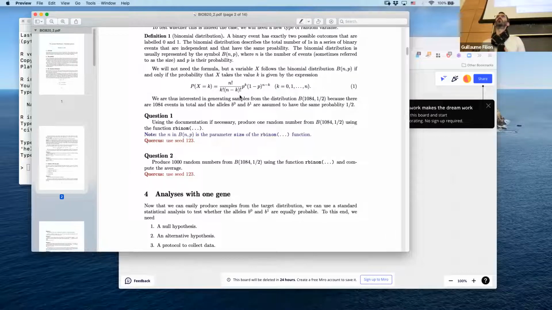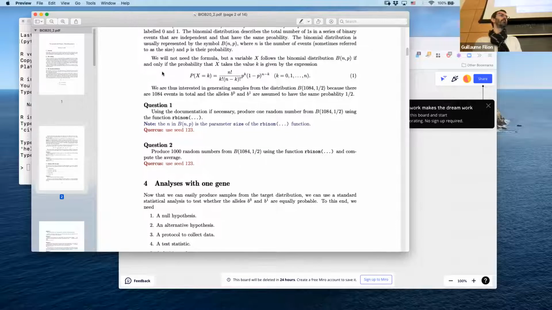What we need is to be able to compute it. We don't really need to know exactly what that distribution is. For us, there's no particular advantage to it. So if you're interested in formulas, of course, learn it, but for that class, we won't need it.